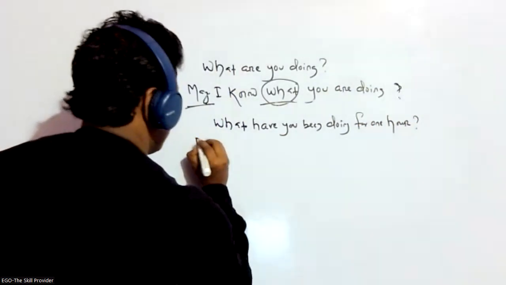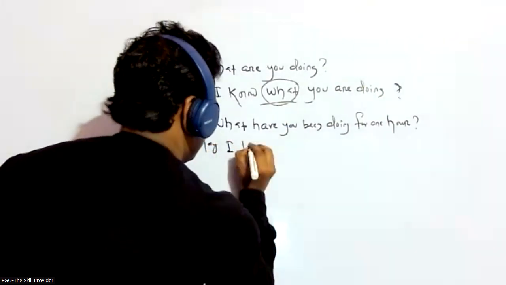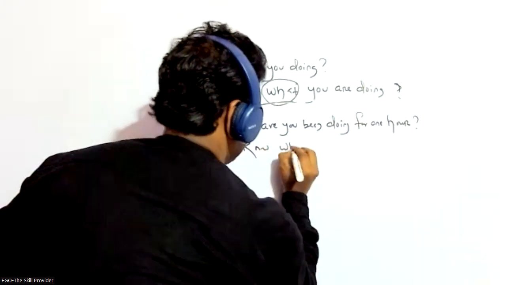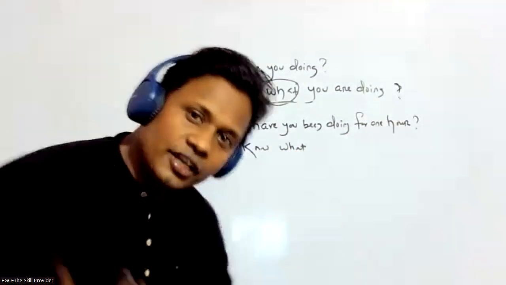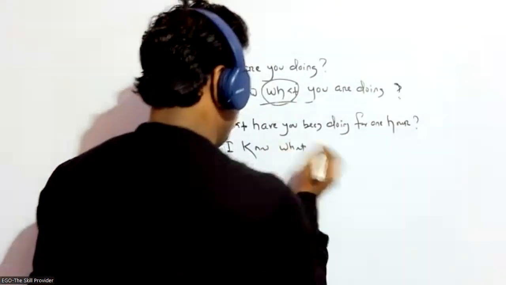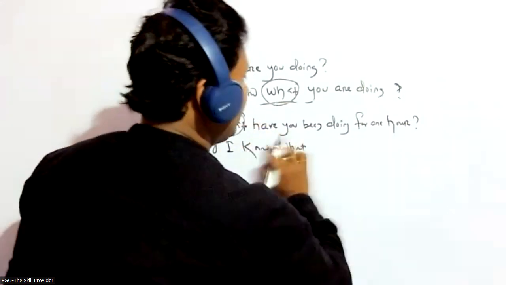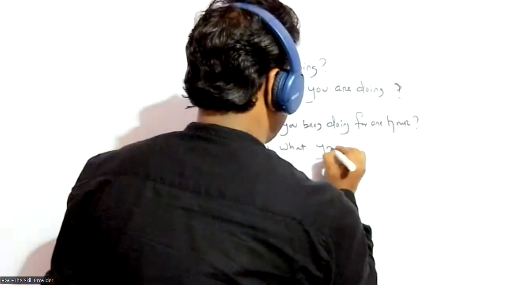Yes, tell me. Yes, sir. May I know what you have been doing for one hour? Absolutely, absolutely. That is the concept here. So look, what is there right now? Make it an affirmative sentence: what you have been doing.